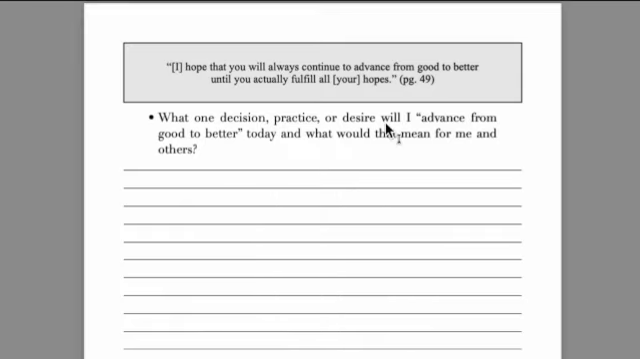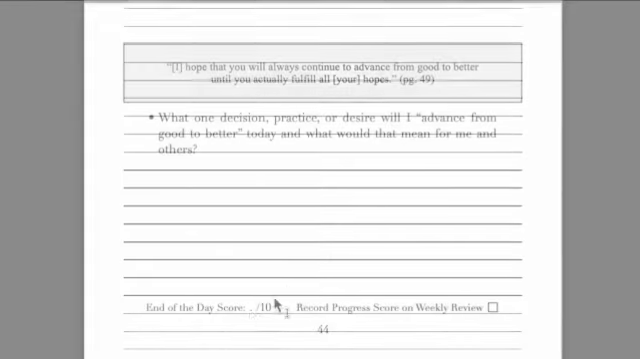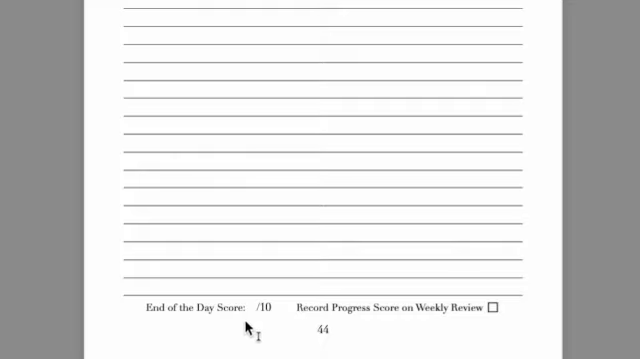If you're not going to use the prompt, then feel free to use the journaling page for anything else that you want to write down. At the very bottom of the page, you'll notice that there's the end of the day score. Remember, on the weekly review page, there's a place to write down each of those scores. And in fact, once you have recorded that progress score on the weekly review, you can check off this box to note that you've actually filled in the daily score on that weekly review sheet.